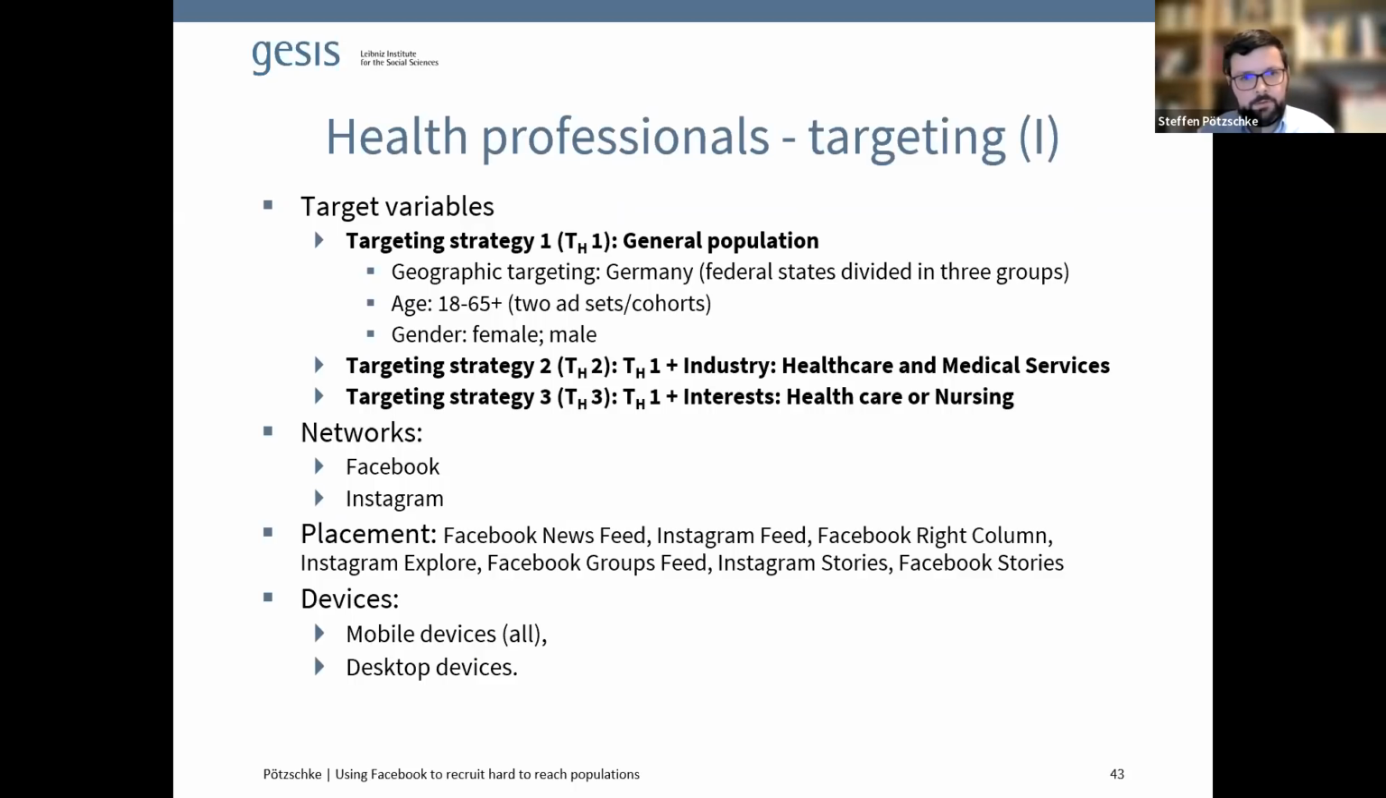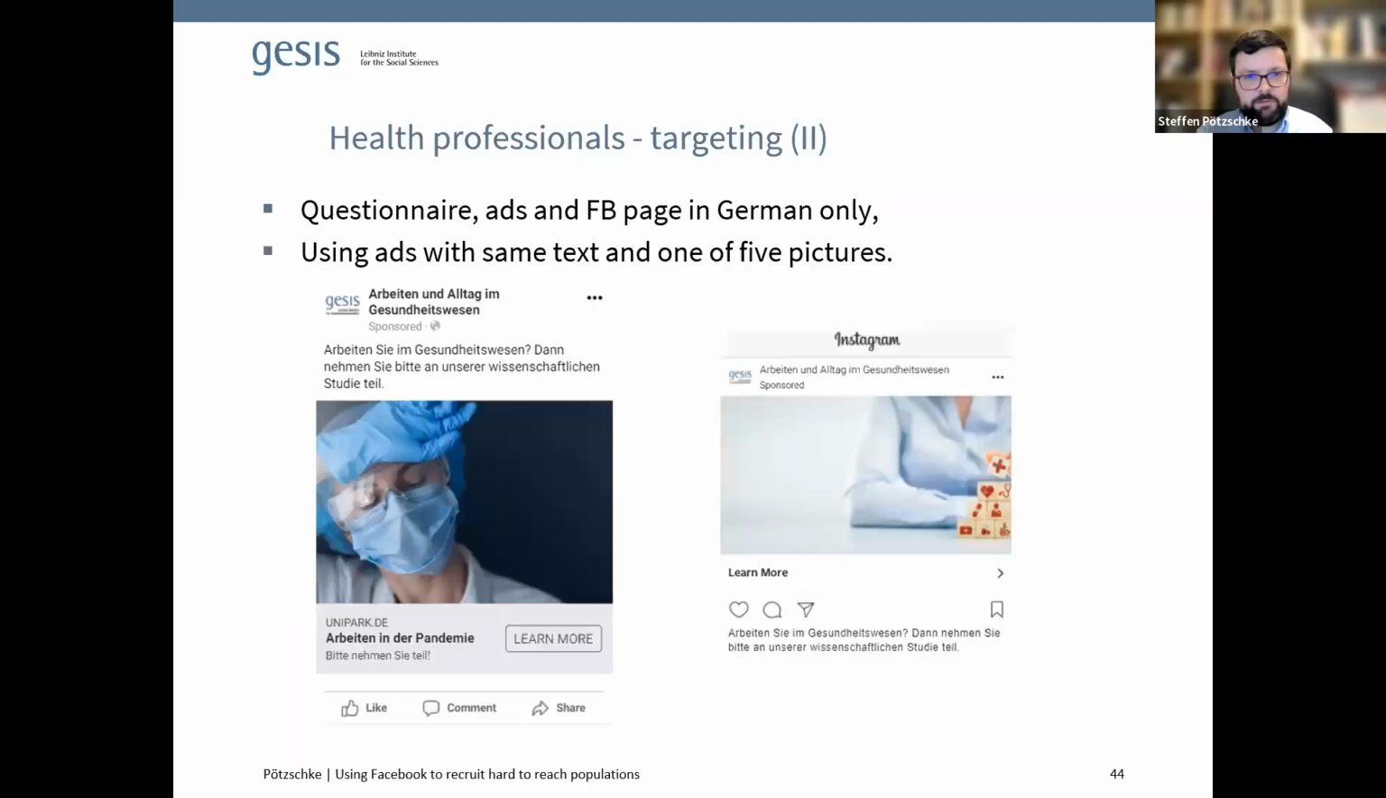So we targeted the general population in strategy 1, then used industry and healthcare and medical services in strategy 2, and not interest, the industry in strategy 2, and the interest in healthcare or nursing in strategy 3. So the difference is strategy 2 should be people who are actually working in healthcare, and strategy 3 should apply to people who might or might not work in healthcare but are interested in it.